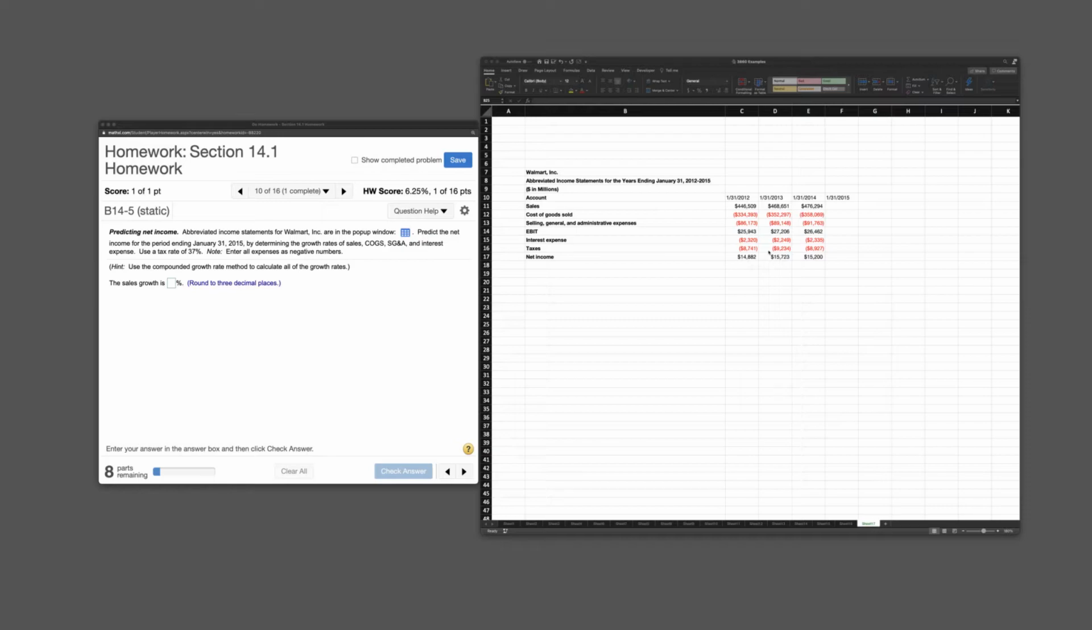So in this case, we've been given some historical data about Walmart, given their income statement or abbreviated income statement, and we're going to be determining in the future, 2015, what their projected net income will be. And the method we'll be using is the compounded growth rate method. And hopefully recall that from the previous chapter.